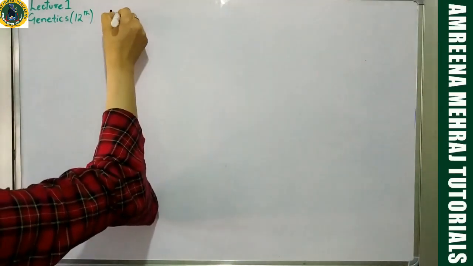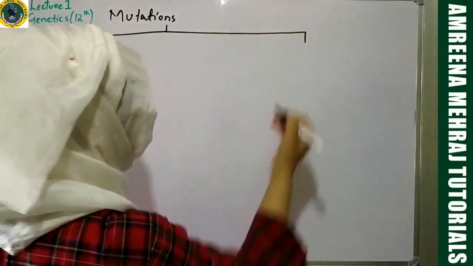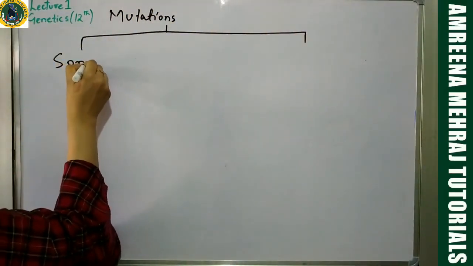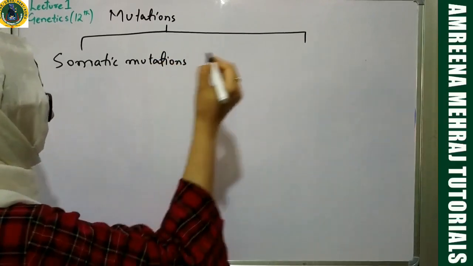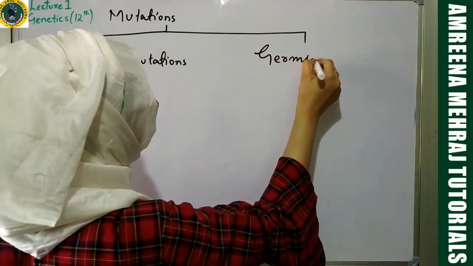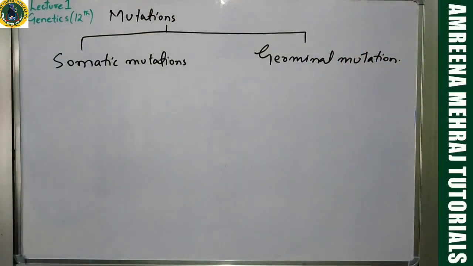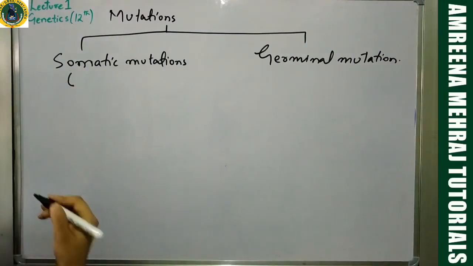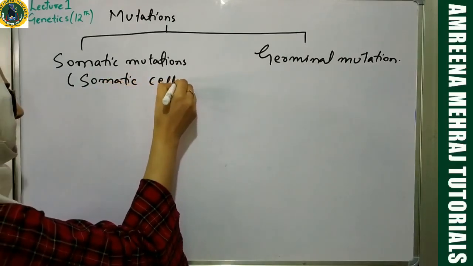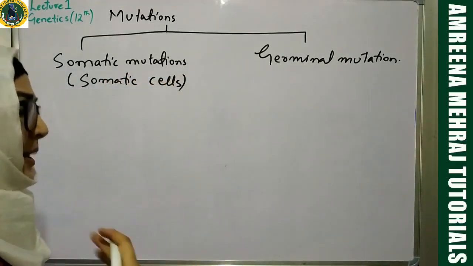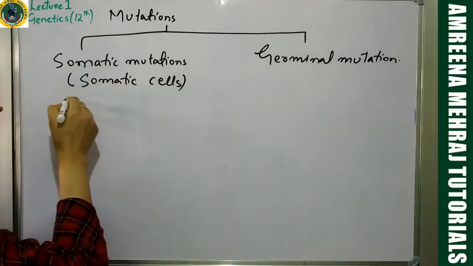Accordingly we can say that mutations are of two types. Number one type is somatic mutations, and number two type is germinal mutations. This is one way of classifying mutations: somatic mutations or germinal mutations. Somatic mutations are those mutations which happen to somatic cells, maybe our skin cells, brain cells, kidney cells, hepatocytes. They are all somatic cells, body cells. These mutations will not be inherited.